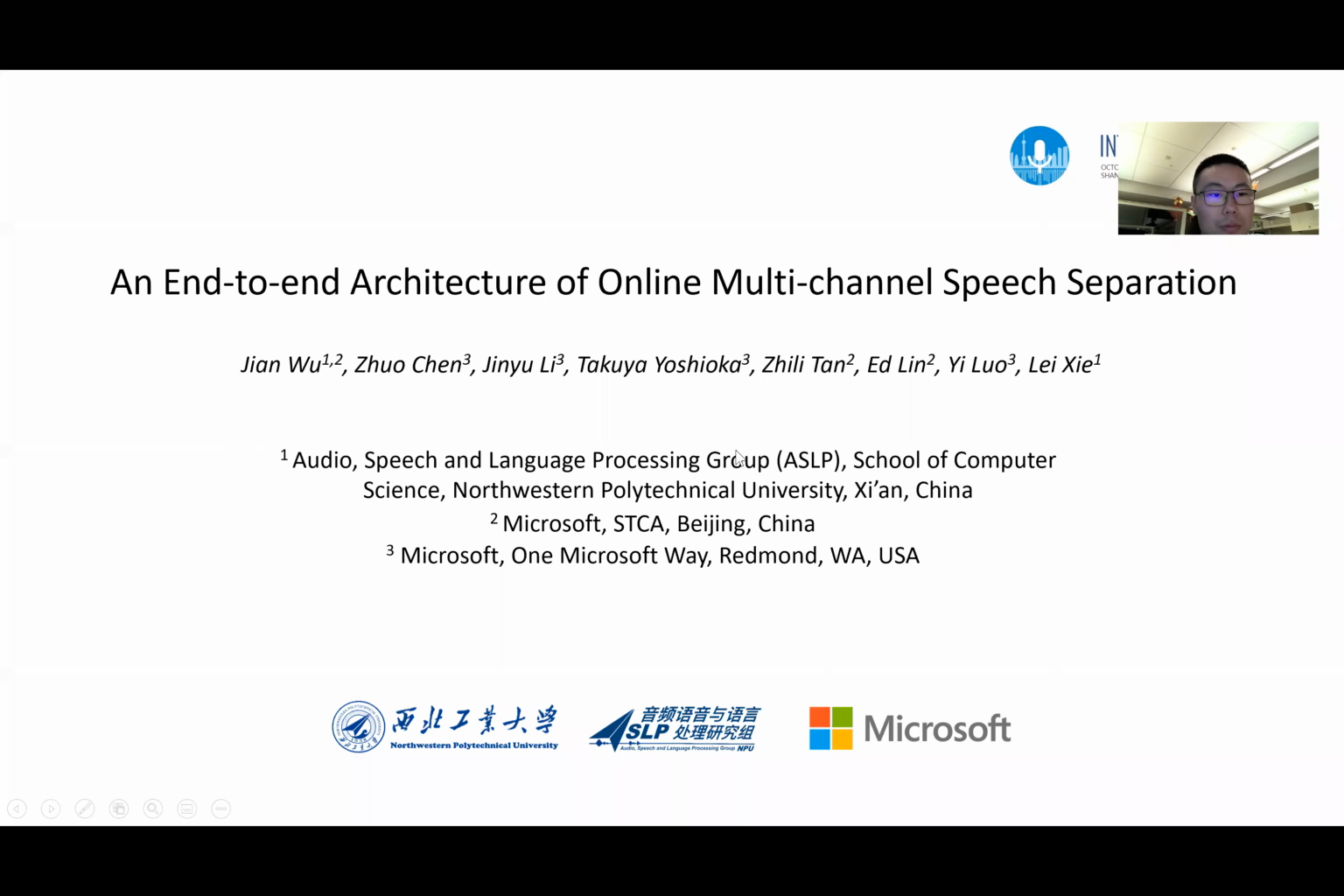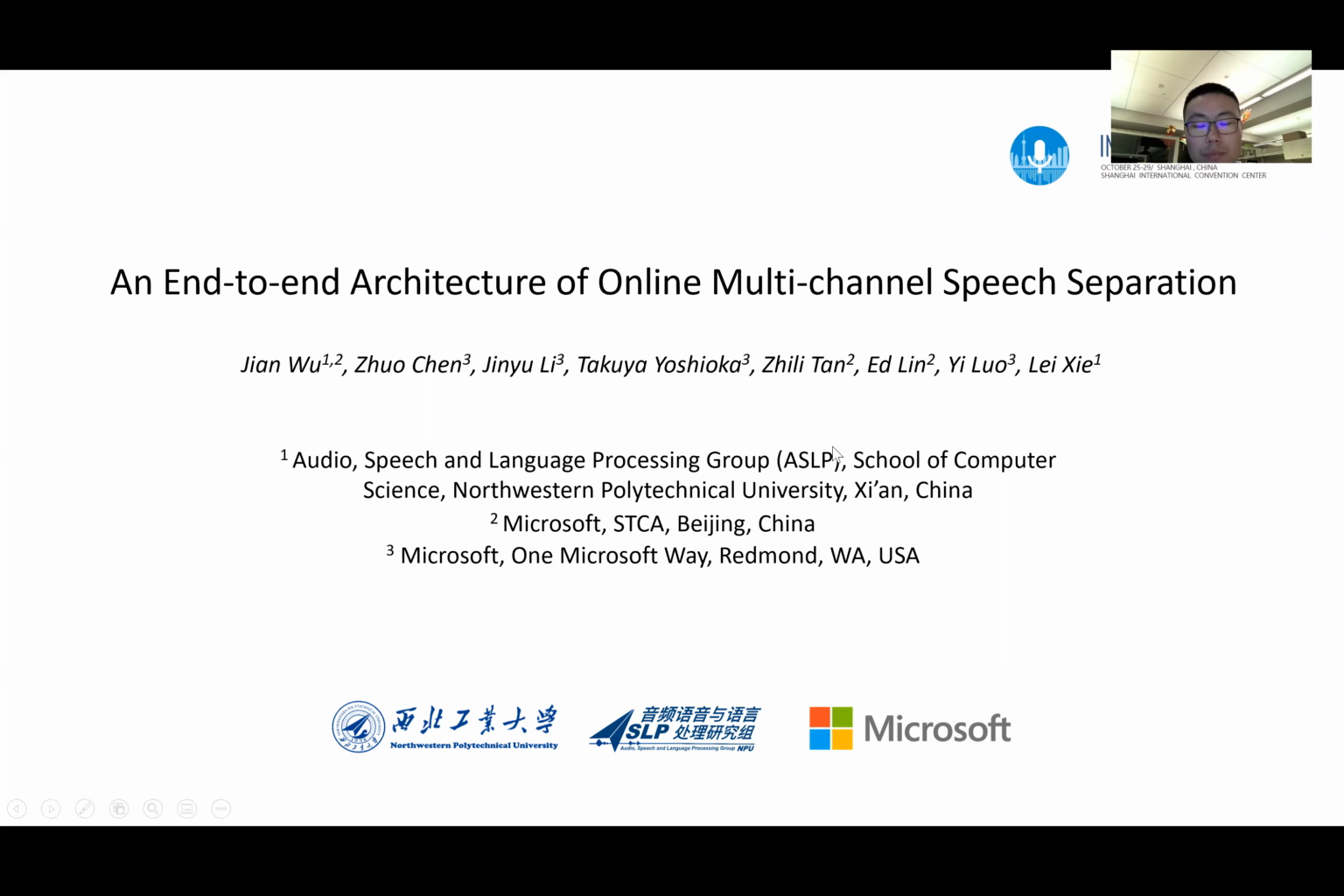My name is Jian Wu, and I will give an introduction on our work accepted by Interspeech 2020. The name of our paper is an end-to-end architecture of online multi-channel speech separation. It's a joint work between Northwestern Polytechnical University in Xi'an, China, and Microsoft. The first author did the work when he was an intern in Microsoft STCA Beijing.